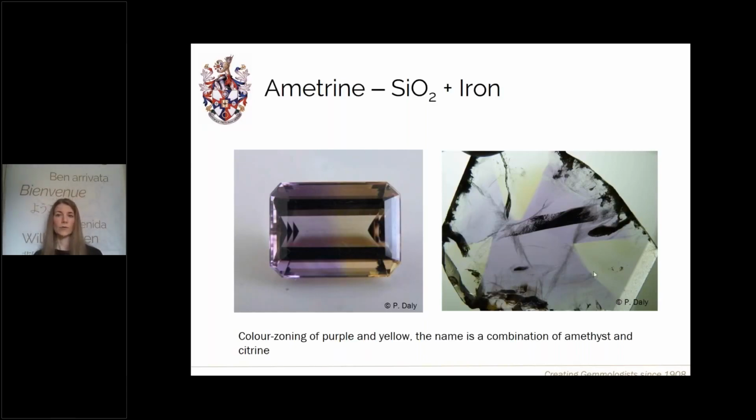One of the only commercial sources for natural ametrine is in Bolivia, called the Anahi mine. But you can also treat amethyst in part to get ametrine as well, but natural ametrine can be quite beautiful.